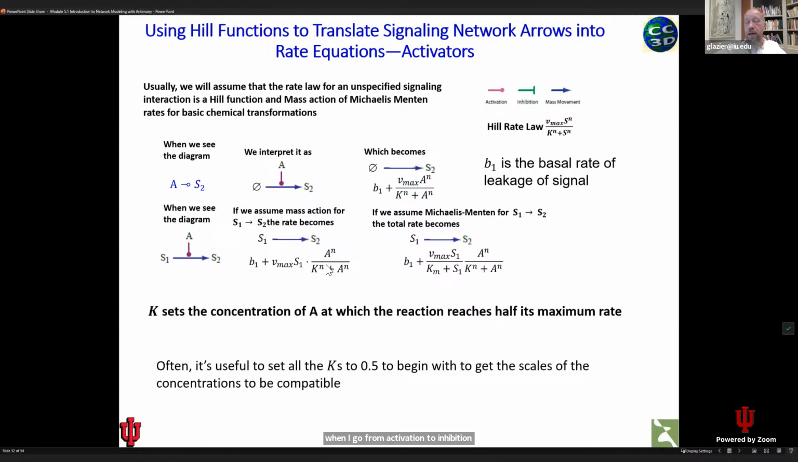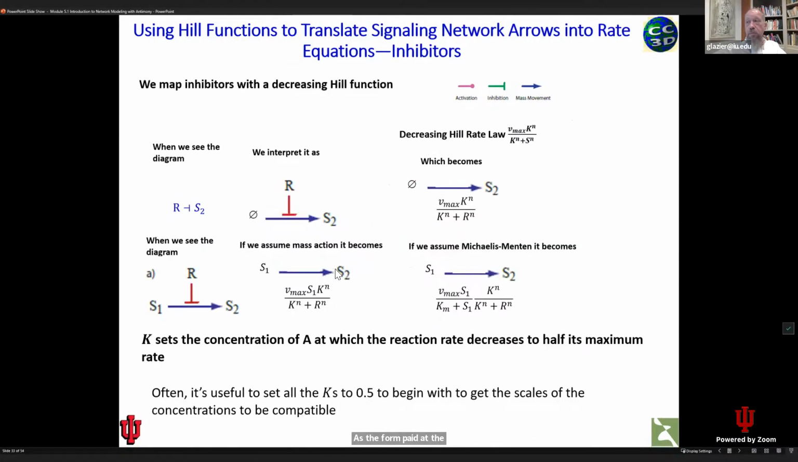If I have activating Michaelis or Hill function, which is 0 when the concentration is 0 and 1 at infinity, it has the form A^n over K^n plus A^n. If I want to make an inhibitor, I just replace the A in the numerator by K. The denominator stays the same. And so switching from activator to inhibitor just changes one value, whether I have the variable or the parameter in the numerator.